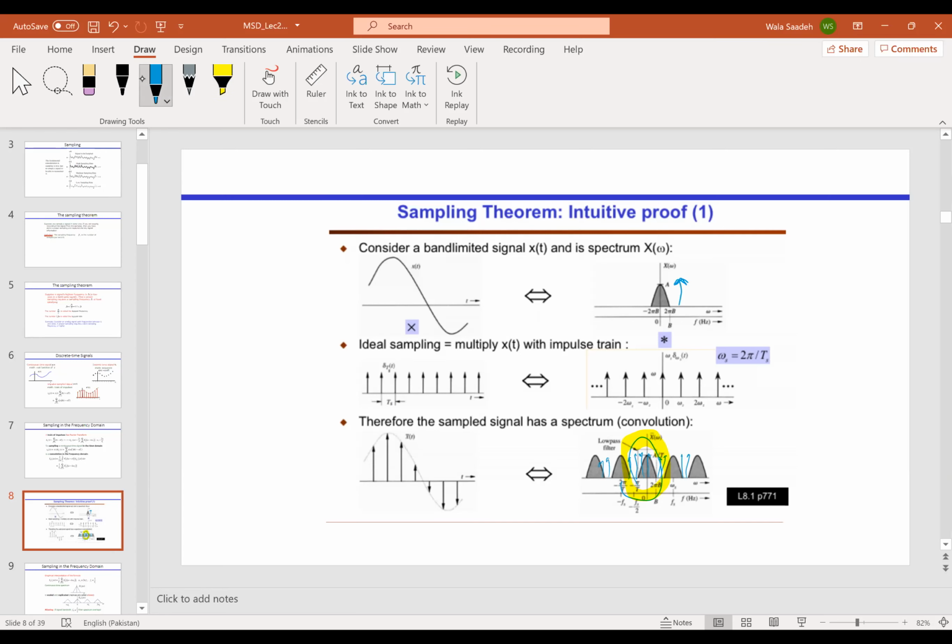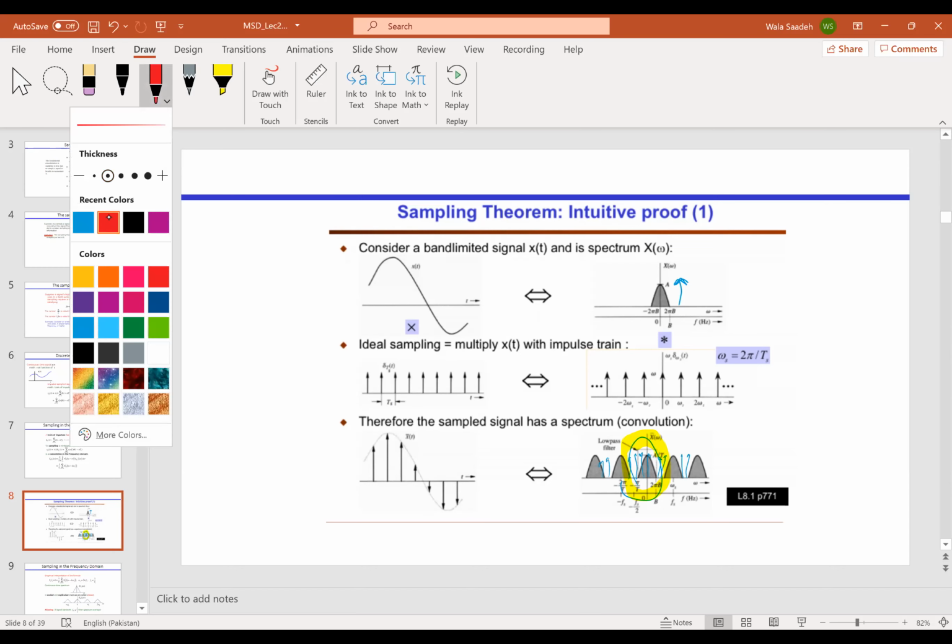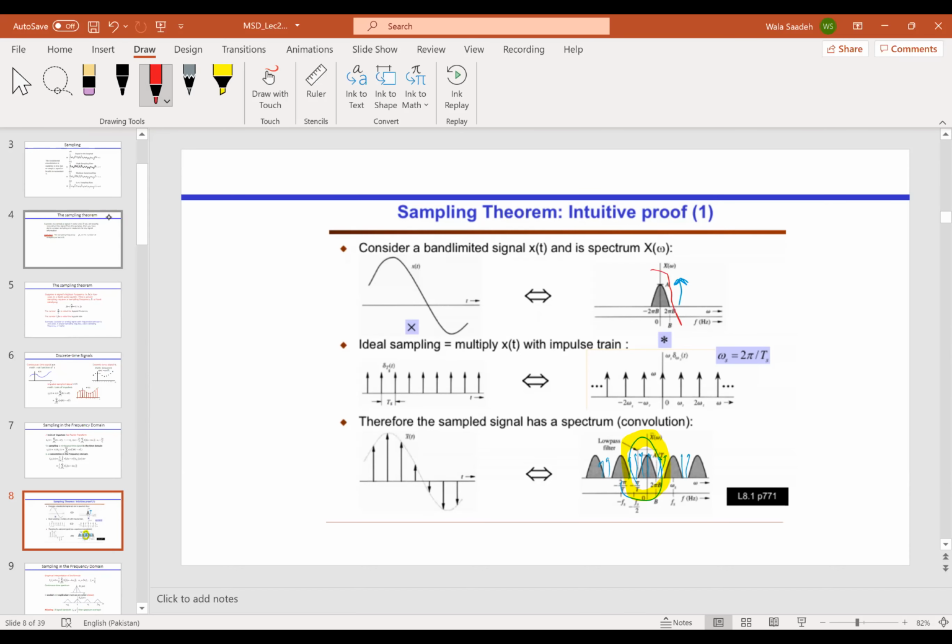So what is this filter supposed to do? It's supposed to cut any signal that is outside my bandwidth of interest before I do the sampling, so that this interference, after the sampling process, doesn't come and hurt my original signal.